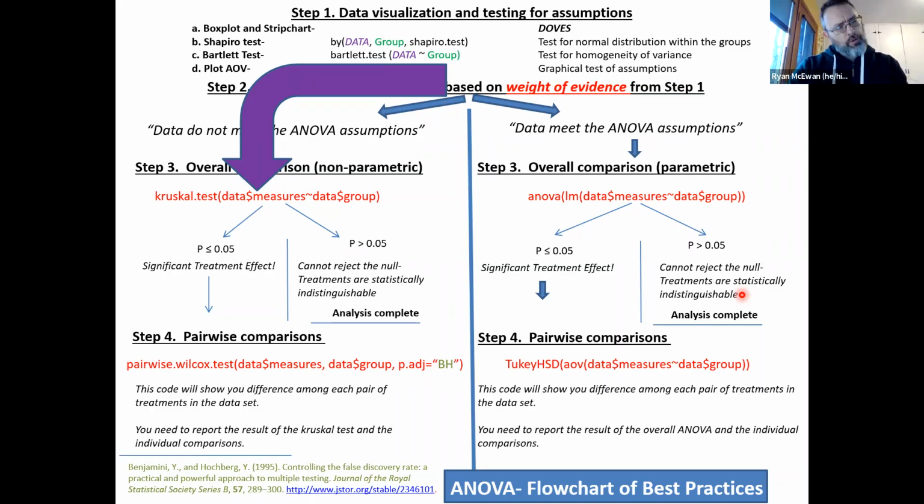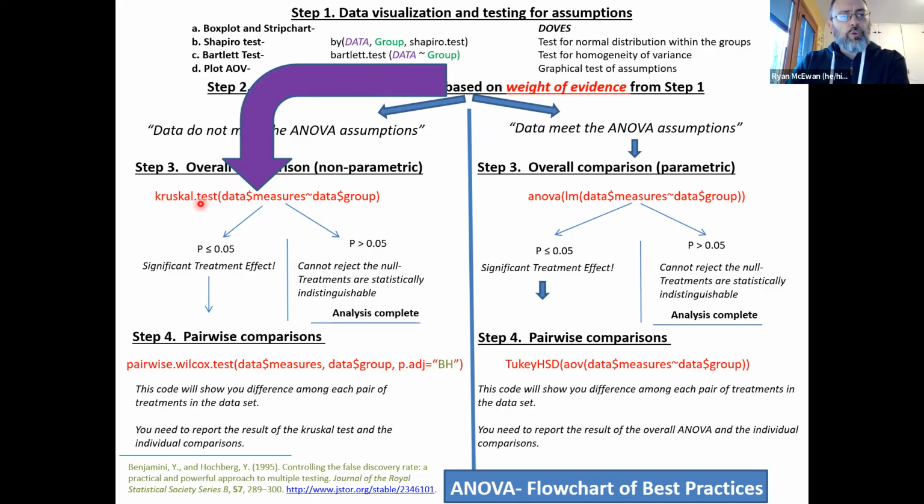So this is a way that many people approach their data. It's just like, okay, it doesn't meet the assumption, I'm going to use a non-parametric test. Kruskal.test. So we're heading down this for the purposes of our class. We've done step one. Now we're going to do step two. The weight of evidence is that the data do not meet the ANOVA assumptions. We saw that in the Shapiro test. We saw it in the Bartlett test. We saw it in the strip chart and box plot. We're heading down this path.